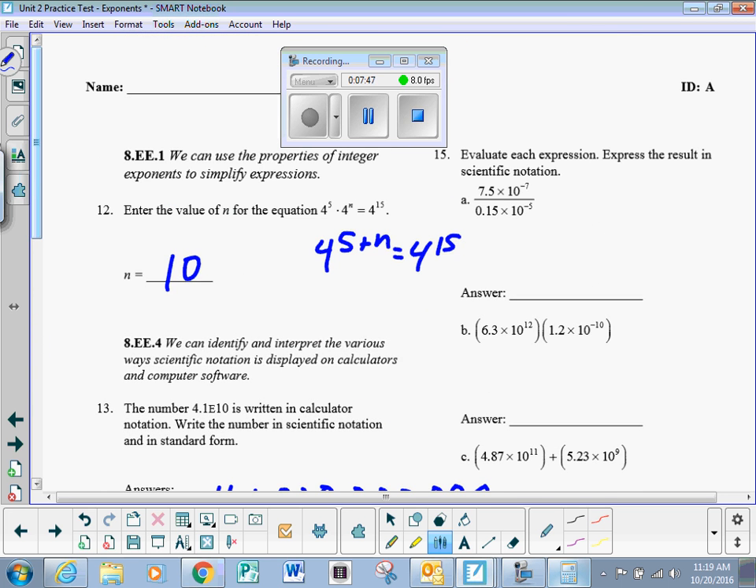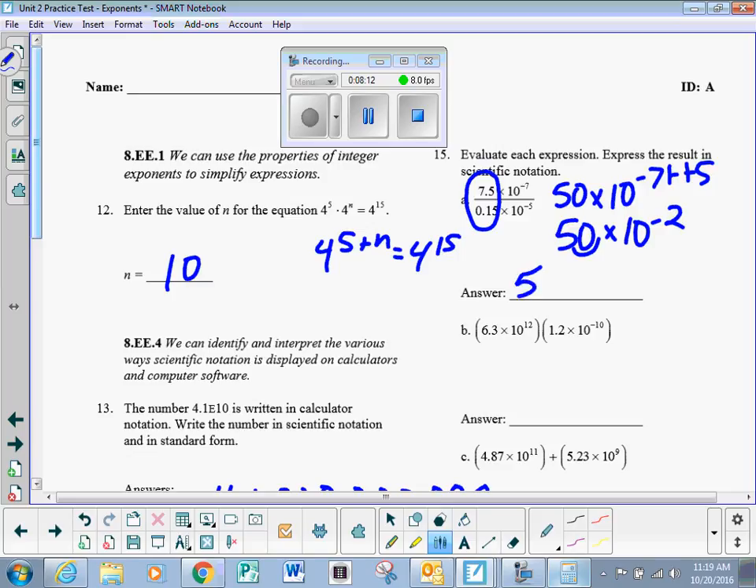Okay, 15. Again, here we're dividing, so I'm going to divide those, and I'm going to get 50 times 10 to the negative 7 minus a negative 5. It's the top minus the bottom. Whenever I see minus a negative, I do plus a positive. So it's 50 times 10 to the negative 2. Is that in scientific notation? No. So I have to make that smaller by 10. So I have to make this bigger by 10. So when I add 1 to negative 2, I get negative 1.